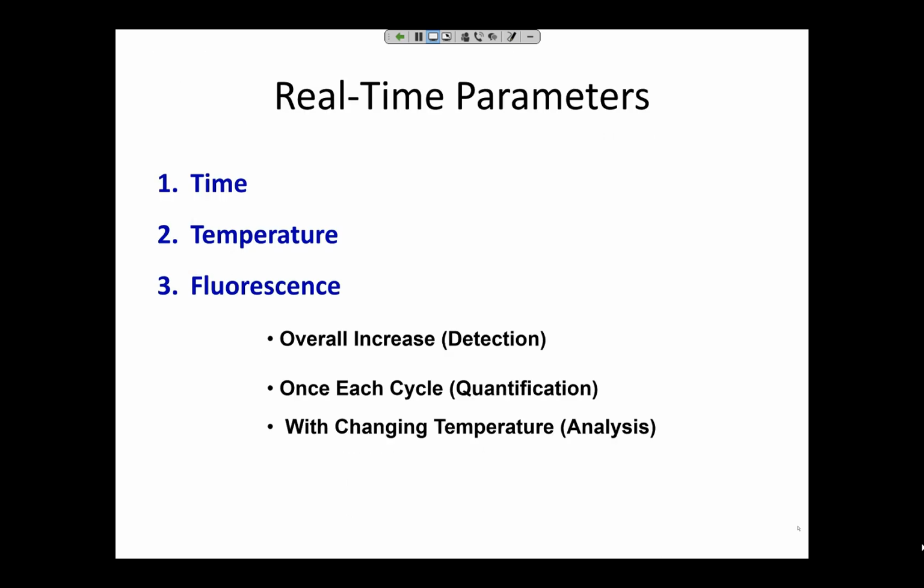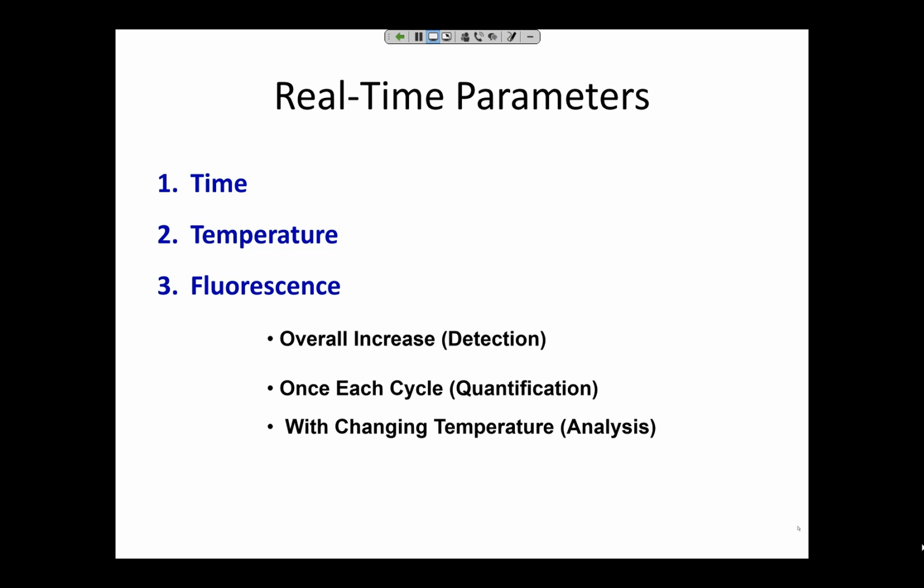Now, if you think about real-time PCR, there's really not much to it. There's only really 3 parameters. You're keeping track of time, you're keeping track of temperature, and you're monitoring fluorescence. So those 3 parameters, time, temperature, and fluorescence, give you the information from real-time PCR. And if there's an overall increase in fluorescence, typically that allows you to detect a particular specific product. If you monitor fluorescence just once each cycle, that's typically used for quantification. And if you look continuously at fluorescence over temperature with changing temperature, you have an analytical technique.